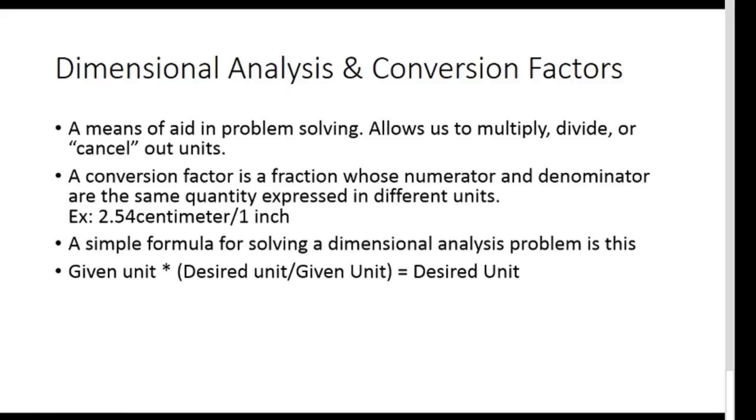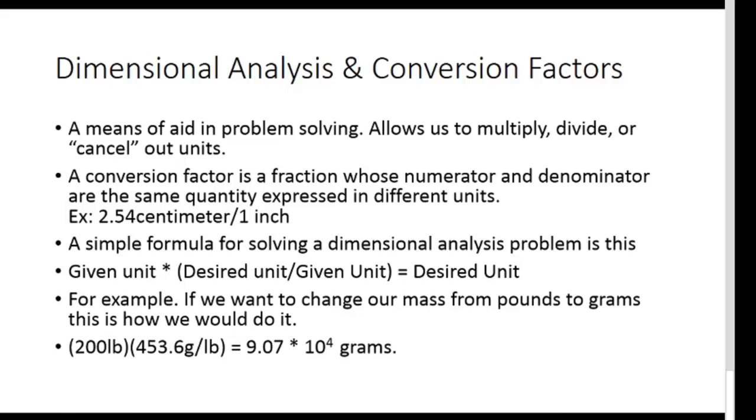A simple formula for solving a dimensional analysis problem is this. You take your given unit and you multiply it by your desired unit divided by the given unit, and it will give you your desired unit. We use this when we want to change from one type of measurement or quantity to another type of measurement or quantity. For example, if we want to change our mass from pounds to grams, this is how we would do it. I weigh 200 pounds.